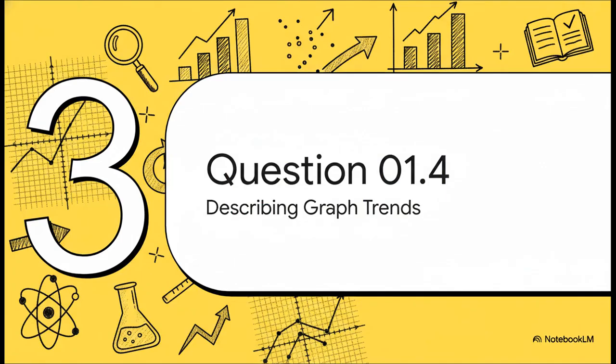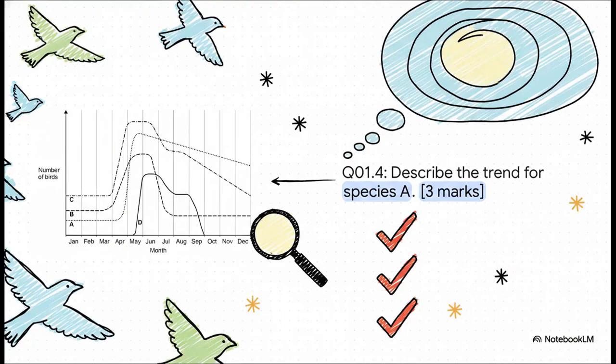Okay, time for a skill that, let's be honest, comes up in pretty much every science paper you'll ever take: interpreting data from a graph. This is all about describing what you see, but doing it in a really structured way. So we've got this graph showing bird populations. The question wants us to describe the trend for species A. That's the dotted line at the bottom. Now look closely. See that? It's worth 3 marks. That is a massive clue.